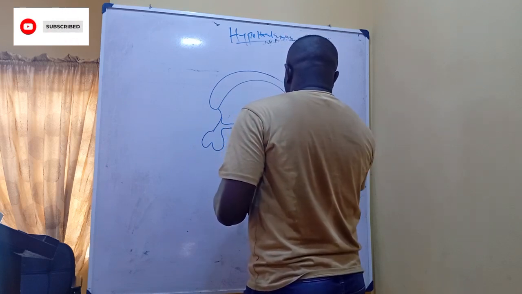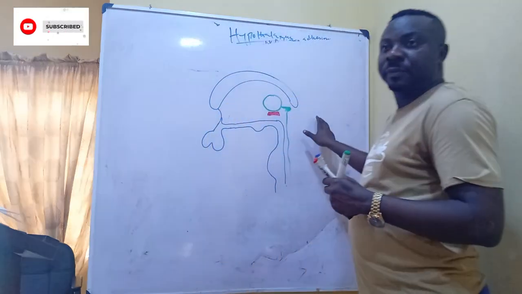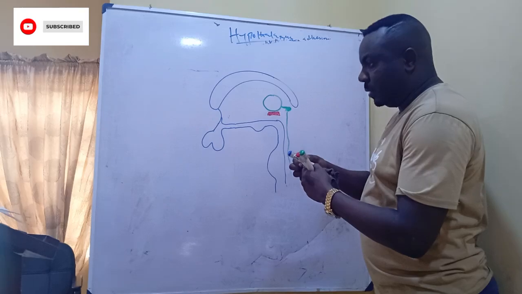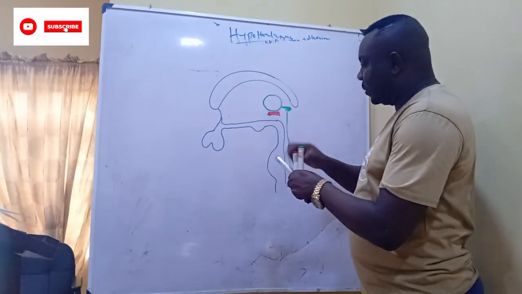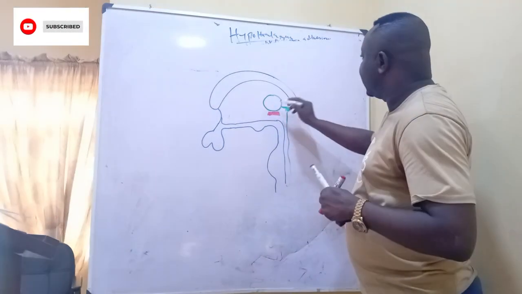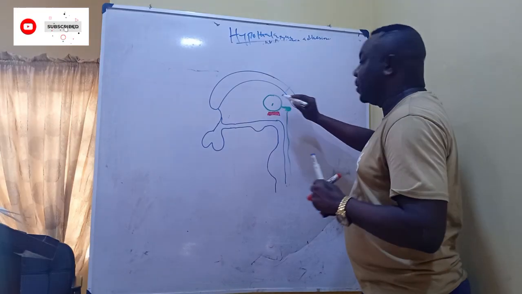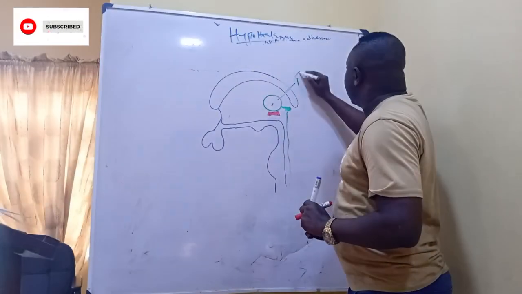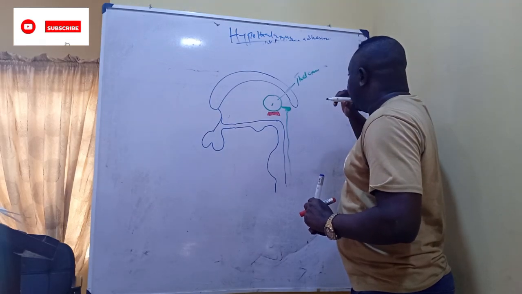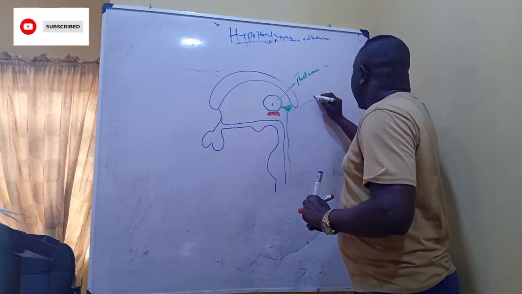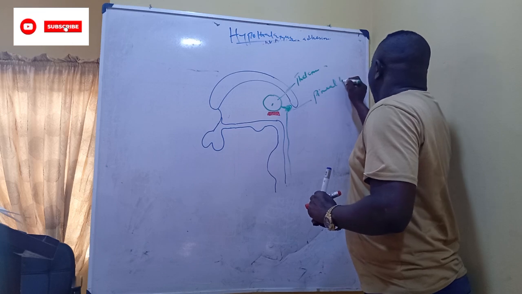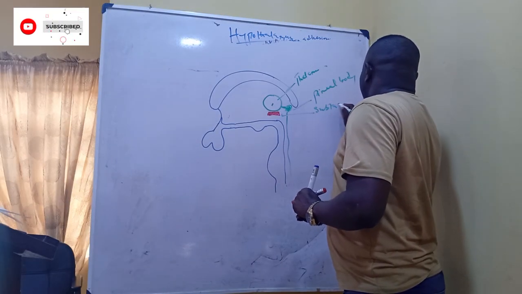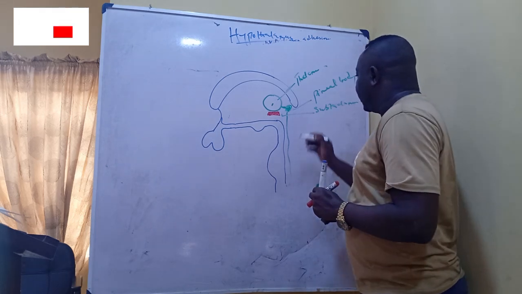Alright, now from this diagram, look at this diagram. What is this? This is our thalamus, right? From this diagram, these are what? Thalamus. This is the pineal body, which is the epithalamus, right? This is the subthalamus, right? Yes, sir. Are you there?